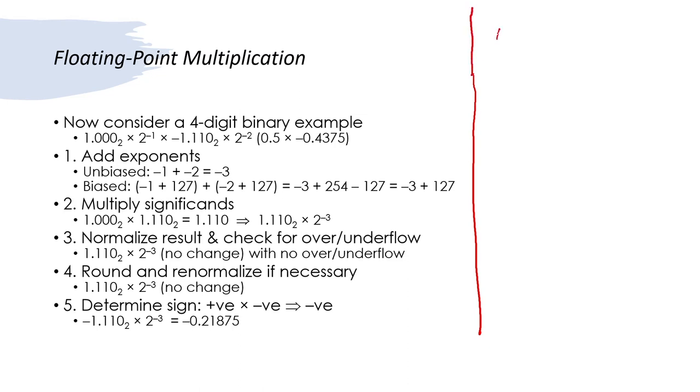So, the algorithm is: add exponents, multiply significands. While dealing with floating point numbers, we have to be careful that we are dealing with biased exponents. So, what we will do is, we will first unbias and then add the exponents. So, the procedure for adding exponents is as follows: unbias both, add them, bias again.